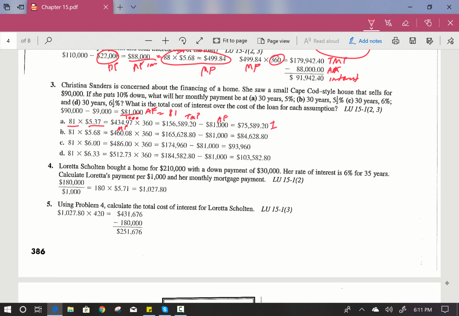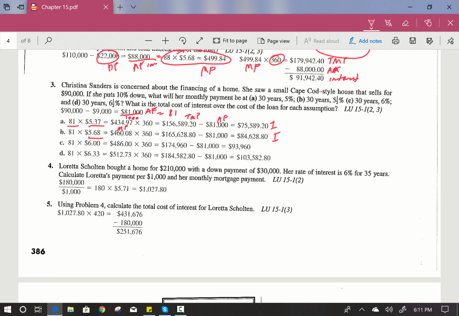Now to find the corresponding factor in the second assumption of 30 years and 5.5%, the table factor is 5.68 times 81, which gives us a new monthly payment of $460.08, which is just about $30 more per month for 360 months. So 460.08 times 360 months gives us a total of all of our monthly payments of $165,628.80. Subtract out the amount financed of $81,000, and that will give you the interest of $84,628.80. So just going from 5 to 5.5%, we go nearly $10,000 more in interest over that 30-year loan.